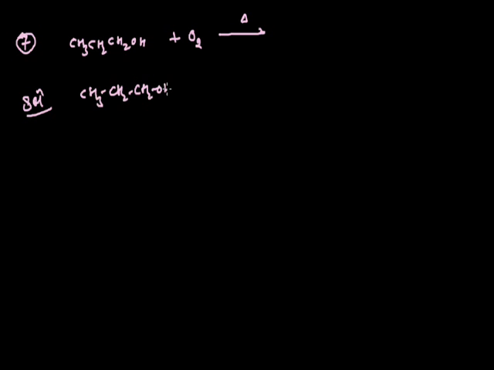Next question, complete this reaction, CH3CH2CH2OH. You can see this is a combustion reaction. The products will be carbon dioxide and water with the liberation of some energy, because the reaction is exothermic.